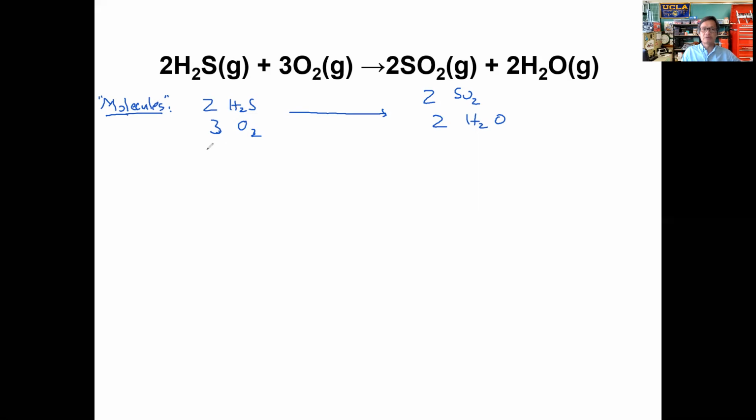Okay? So therefore, we start out with 5 total particles, okay? And we end up with 4 total particles.